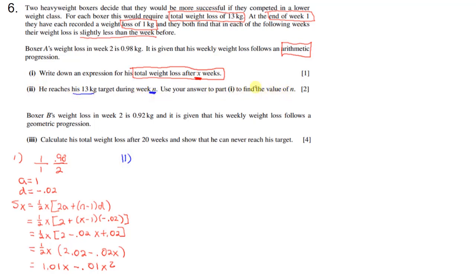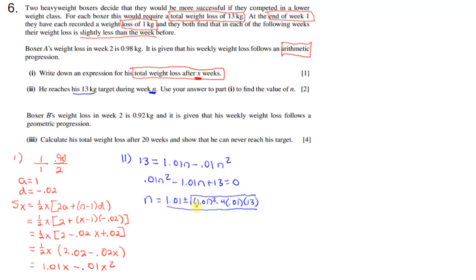Now part 2: they reach the 13 kilogram target in week N. So they want us to figure out what week it is. Basically, we fill in the total amount he's lost and find N. It's obviously a quadratic, so I'm going to rearrange it and make it equal to 0. Then I'm going to write it in the quadratic formula to demonstrate a method for solving the quadratic. It's not really what I'm going to use, but I'm going to write it down. It's going to take me about 10 seconds.